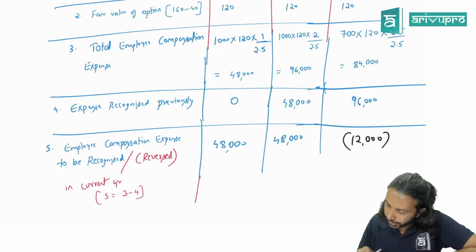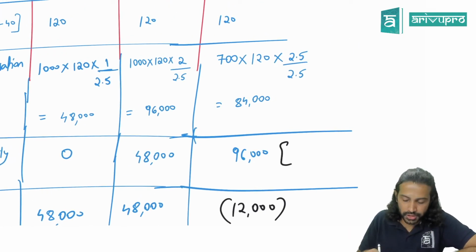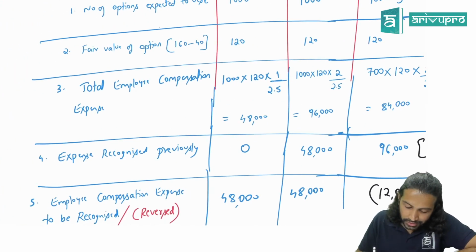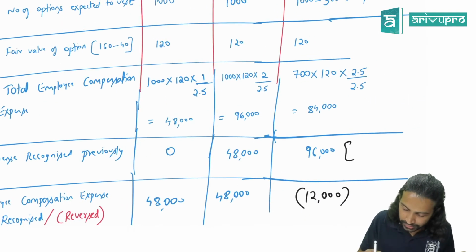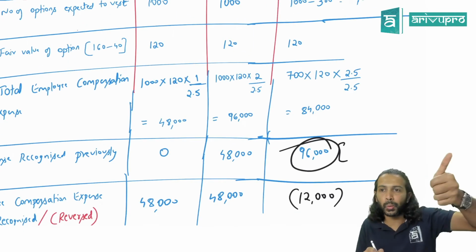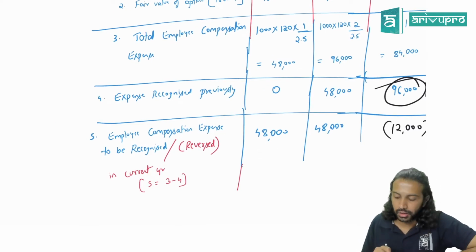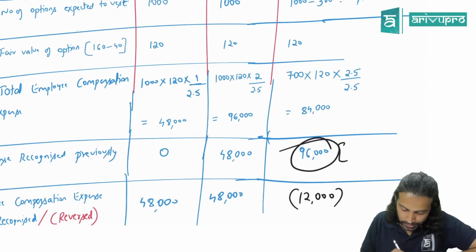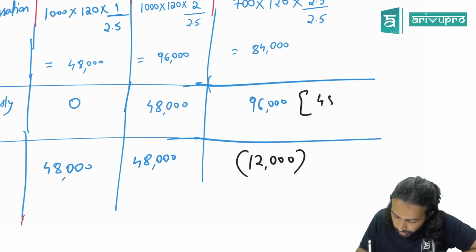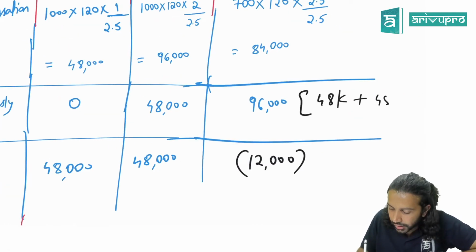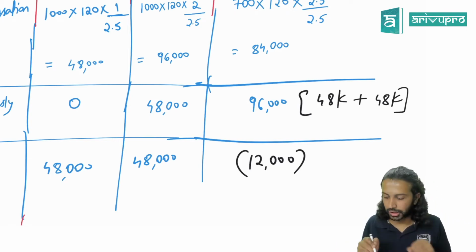Sir, how did we get 96,000 in the third column, they're asking? Okay, how did we get this 96,000, guys? First of all, what is this 96,000? Expense recognized previously. You are in year 3, so previously means year 1 and year 2. In year 1, how much expense did you recognize? 48. In year 2, how much expense have you recognized? 48. So first year you recognized 48, second year again 48. That means the total expense recognized is 96,000. That's how I got it.